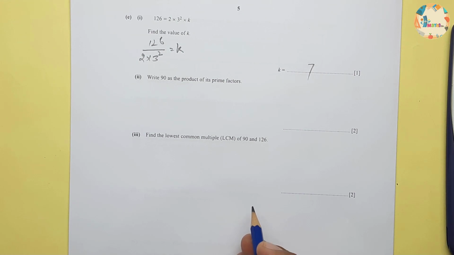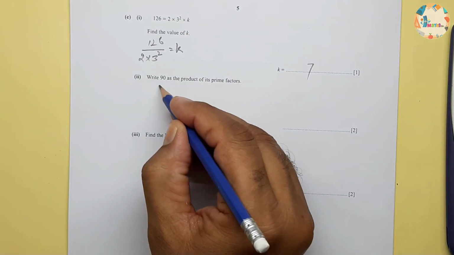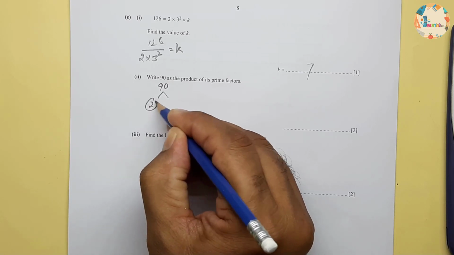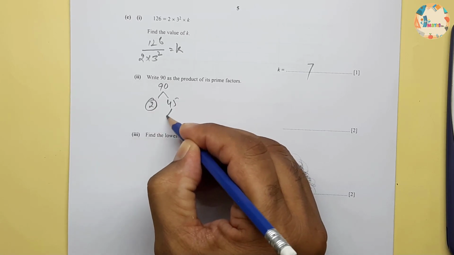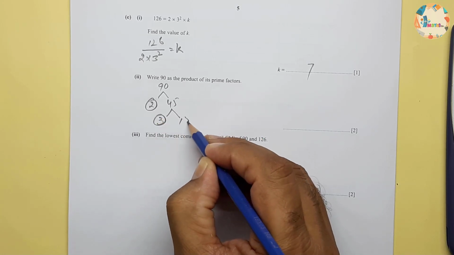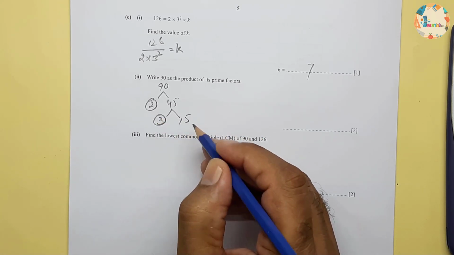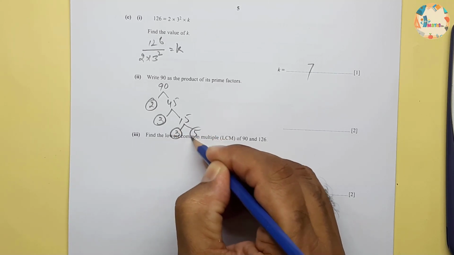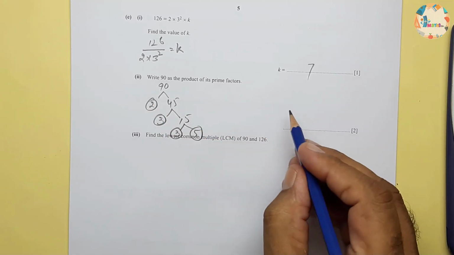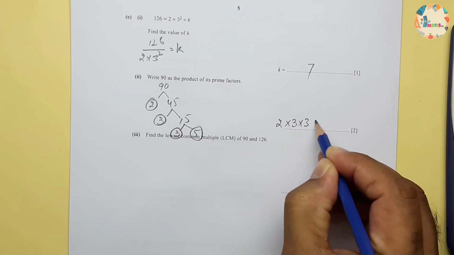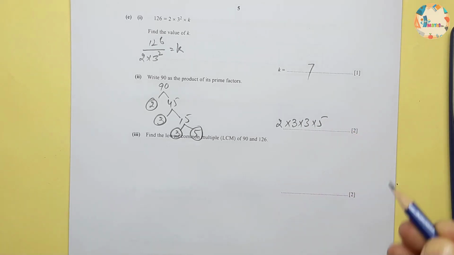Write 90 as the product of its prime numbers. So we'll take 90 and write down the prime numbers. So 2 multiplied by 45, and then we can take 3, and 3 multiplied by 15 is this one. So we are circling the prime numbers 3, and this will be 5. So these are the prime numbers which we have circled. It will be 2 multiplied by 3 multiplied by 3 multiplied by 5. These are the prime numbers.